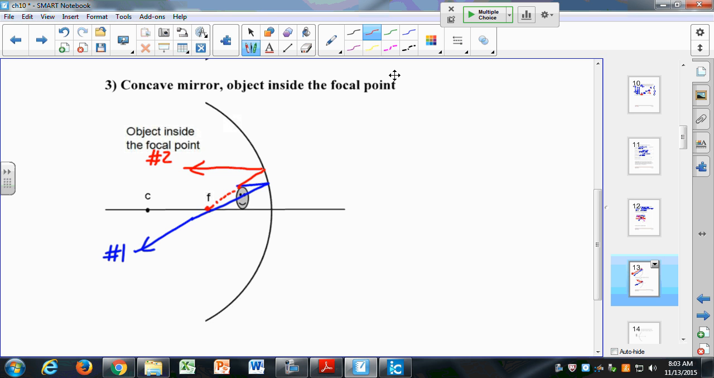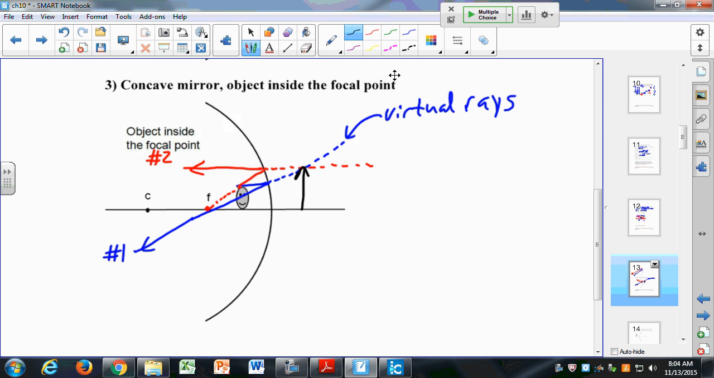Now look, convergent, divergent, or parallel? These are divergent. So these are never going to cross on the real side of the mirror, but they will cross on the back side of the mirror. So I draw these, I trace these back. These are called virtual rays. And they tell me where the image is. So the image is back here.